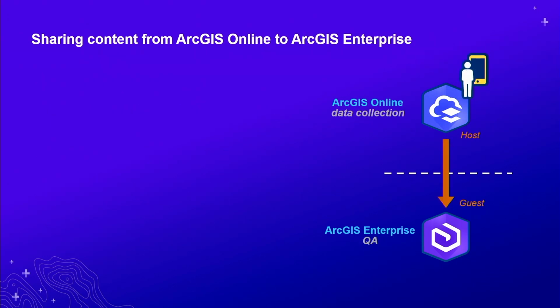The converse of the previous scenario is the ability to share content from ArcGIS Online to ArcGIS Enterprise. In this example, ArcGIS Online is the host, and that's where the data collection is occurring. ArcGIS Enterprise is the guest, and that's where the QA activities are occurring. The data collected in ArcGIS Online is shared to the ArcGIS Enterprise and quality assured there.